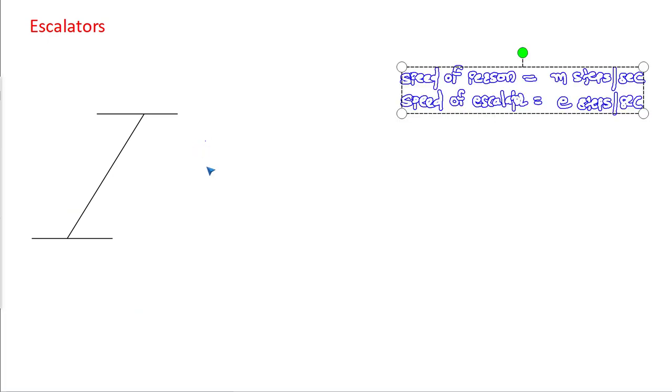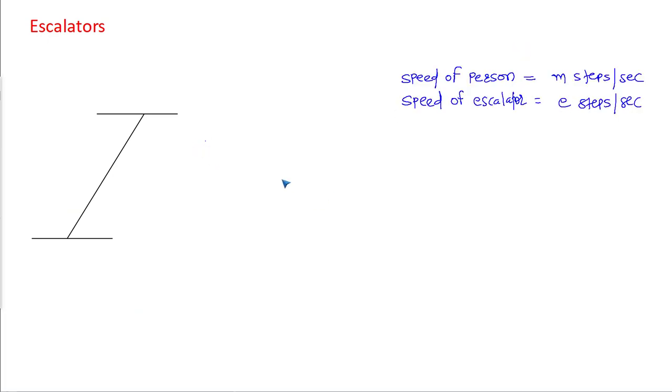Let's generalize the given situation. Let's consider the speed of the person. Let's say the name of the person is A. Let's say the speed of the person is m steps per second and the speed of the escalator is e steps per second.